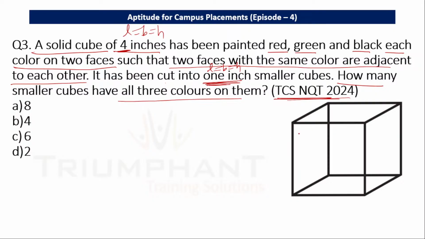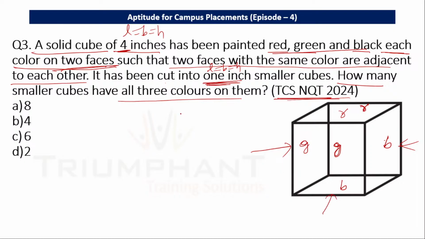So the cube is painted with 3 colors, red, green, black, such that each color is painted on 2 faces. Suppose I paint the top surface with red, and the surface adjacent to that, the back surface, is also red. The front surface is green, this side is also green, this side surface is black, and the floor is also black. So top and back are red, front and this side are green, and this side surface and floor are black.